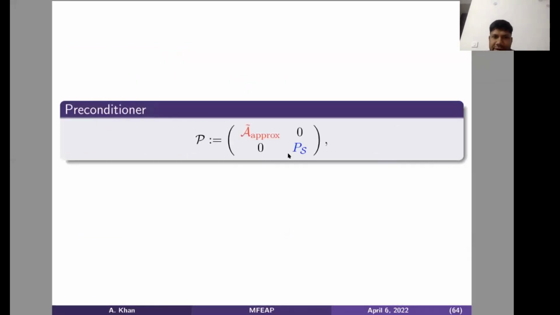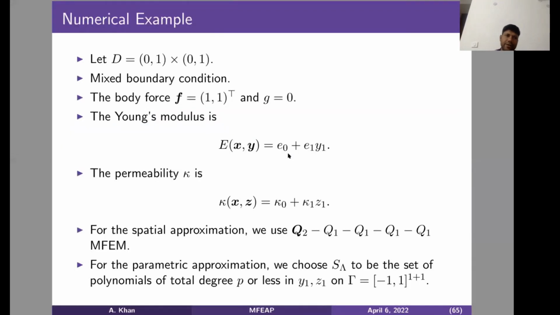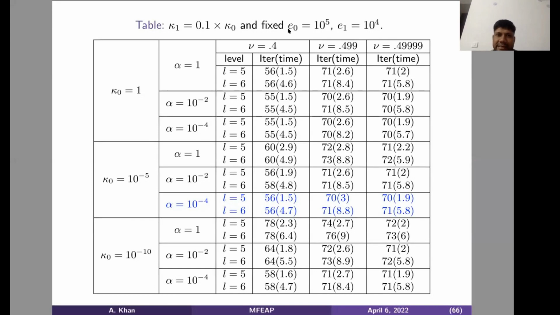We'll write our preconditioner like this, A approx tilde and PS, and we'll check numerically whether it is working or not. We first take one parameter just to check. And we see that for different choices of parameters, 0.4, 0.499, 0.499, again our iteration count is bounded, it's not growing much. And for different choices of kappa, 1, 10 to the power minus 5, 10 to the power minus 10, and different levels 5 and 6, we are seeing it's not growing.